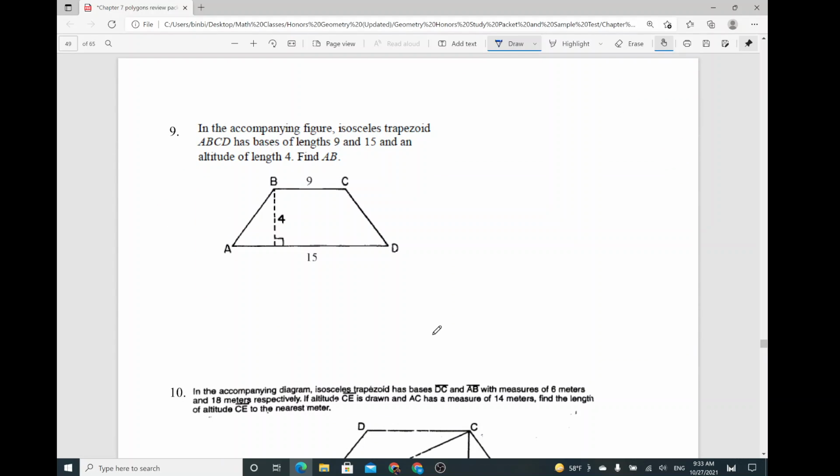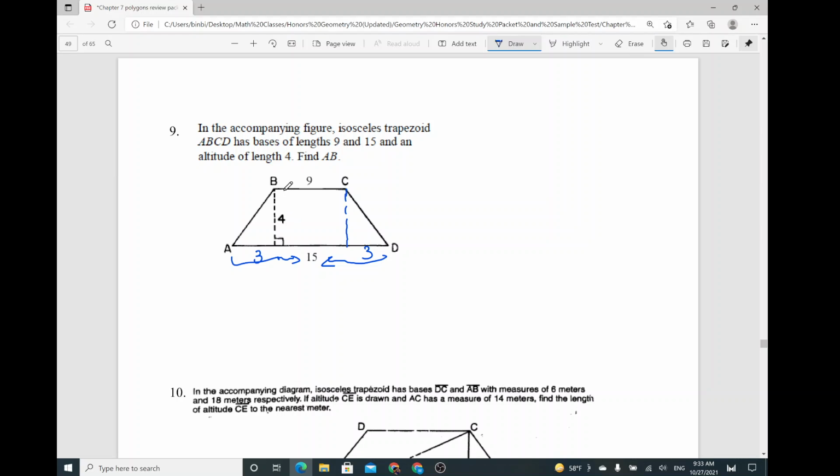So here's another problem. In the accompanying figure, isosceles trapezoid ABCD has bases of length 9 and 15 and an altitude of length 4. Find the measure of AB. So this one is 15, and this one is 9. 15 minus 9 gets 6. So the other parts here would be 3 and 3, because 6 plus 9 is the whole line segment, 15.